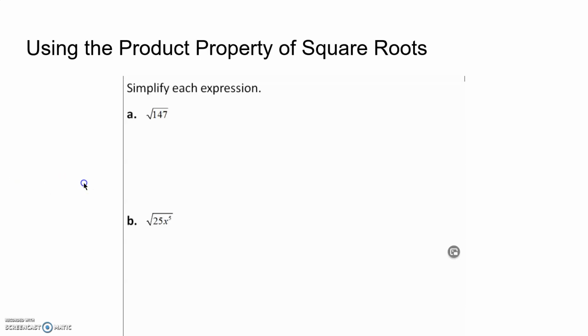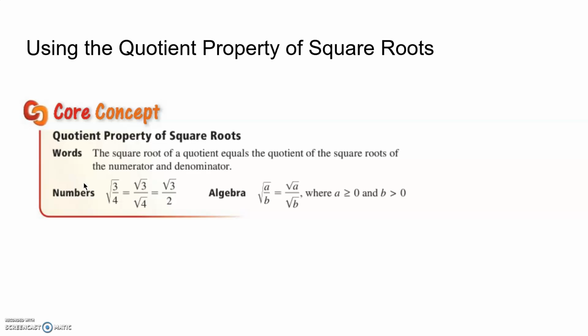Simplify each expression. Now we're going to move on to the quotient property. It's very similar to what we just did with multiplication and the product property. But this time, it's basically saying if you have a fraction like 3 over 4, which remember is a division problem, 3 divided by 4, you can break that into the square root of 3 divided by the square root of 4, and then you can go ahead and simplify the bottom.